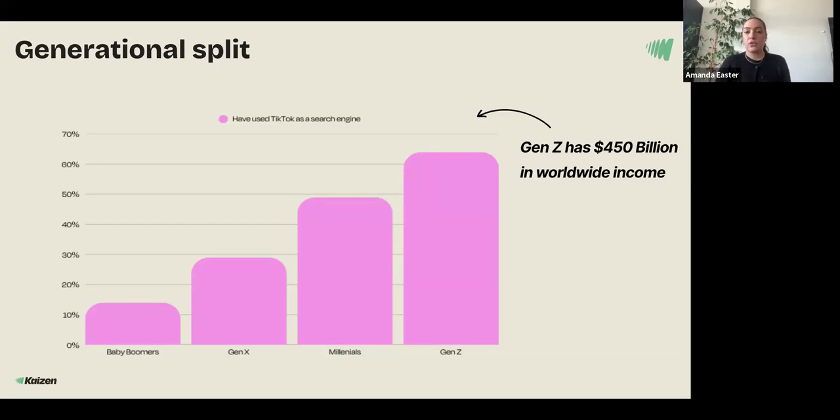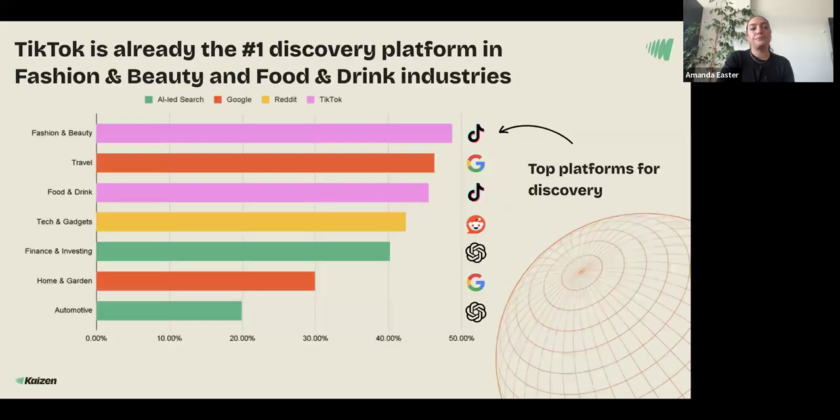Why this is so interesting, even if Gen Z isn't your target audience right now: within the next 5 years, Gen Z will have over $450 billion in worldwide income, and that means $450 billion in spending power. Though Gen Z might not be your target audience right now, the top end of Gen Z is 27, 28 years old. They will soon be entering their 30s, who might be more within your target audience. So it's really important to get ahead of the curve and learn how to market towards those individuals on the platforms that they're in.